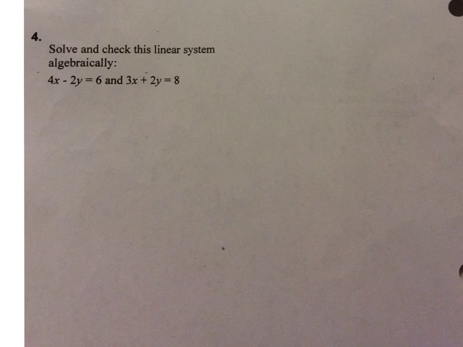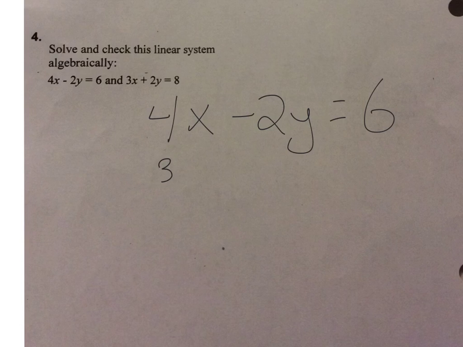Now, typically the elimination method, we have the equations stacked on top of one another, and in this case they aren't, but that's not a big deal. We can just rewrite it. 4x minus 2y equals 6, and 3x plus 2y equals 8. And notice here that you have a built-in match, which means you don't have to do any extra multiplying. You can just go ahead and add and solve for x. Don't forget to go back and solve for y.